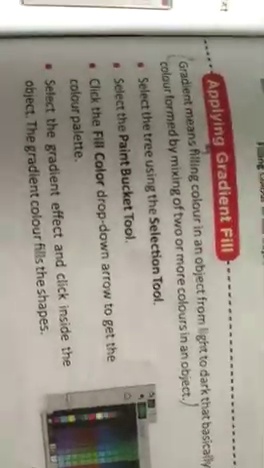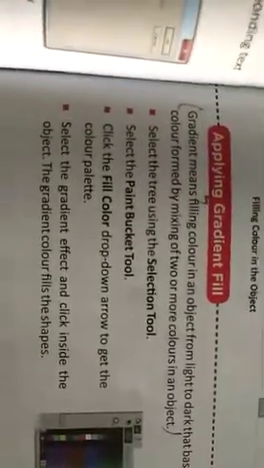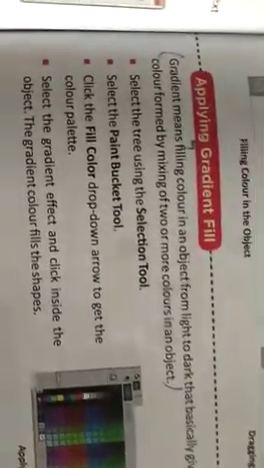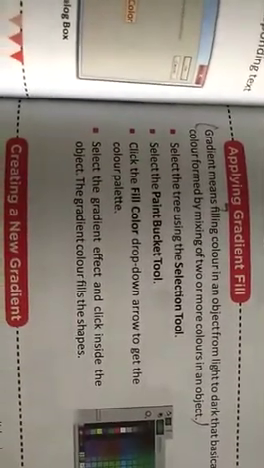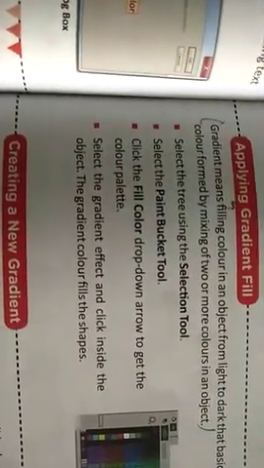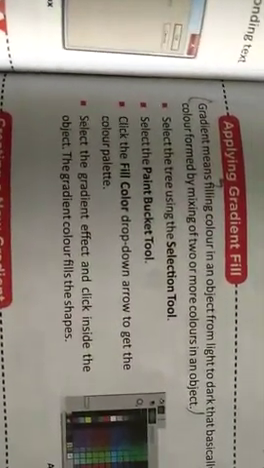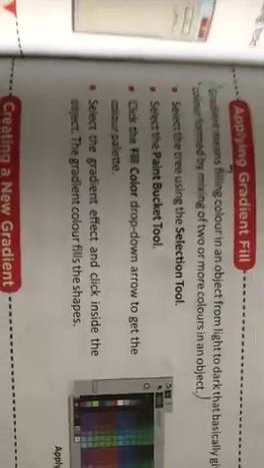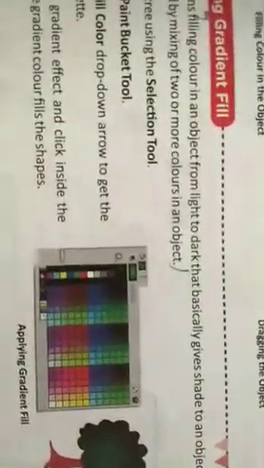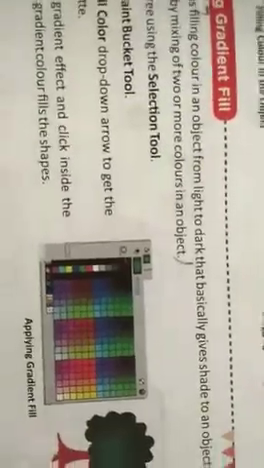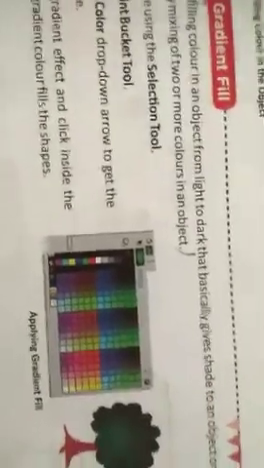Select the tree with the selection tool. Let us take the example of your previous section also. Select the tree and select the paint bucket tool. Click on the fill color drop down arrow to get the color palette. Select the gradient effect and click inside the object. The gradient color fill appears. See, this type of option will come on your screen. When we want to mix two colors and produce the effect, then this gradient fill option is used in Flash.